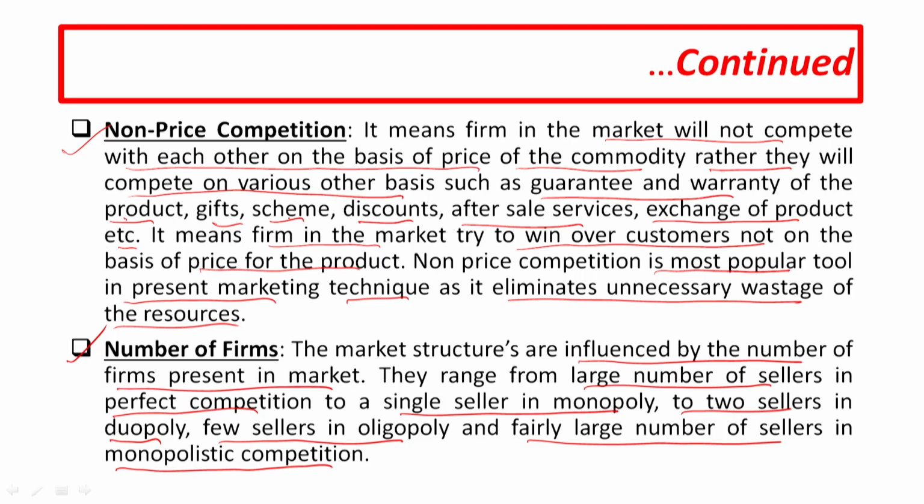And then finally we talked about the number of firms. In the case of perfect competition, there are a large number of firms. In the case of monopoly, there is a single seller. In the case of duopoly, there are only two sellers. In the case of oligopoly, there are few sellers. And in the case of monopolistic competition, there are a fairly large number of sellers. So the number of sellers is also a determinant for the market. We have already talked about this.